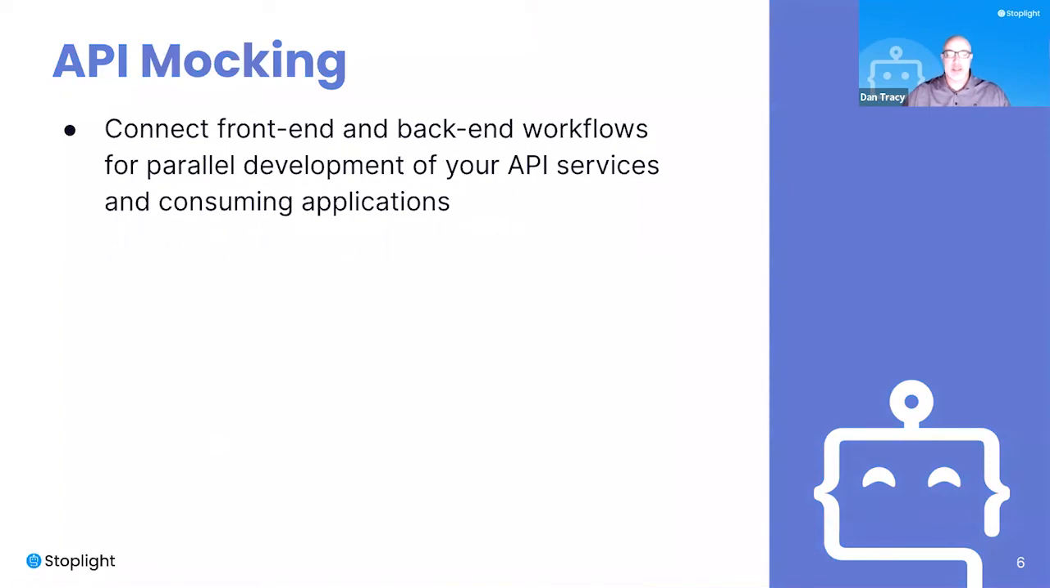With Stoplight's API mocking features, you can instantly create a mock version of your API based on your OpenAPI specification. This allows you to visualize and get feedback on your API designs before spending time on backend services development. API mocking allows your front-end client application developers and backend services development teams to develop their projects in parallel.